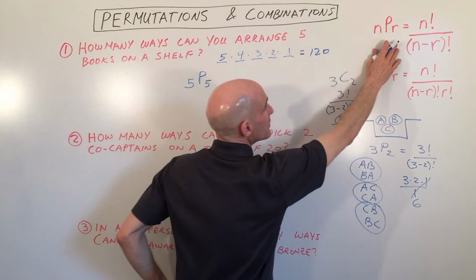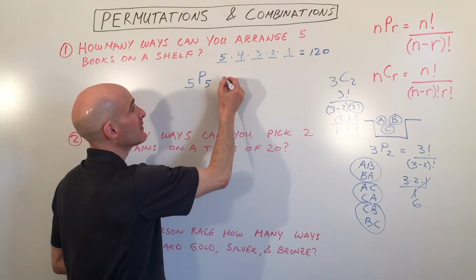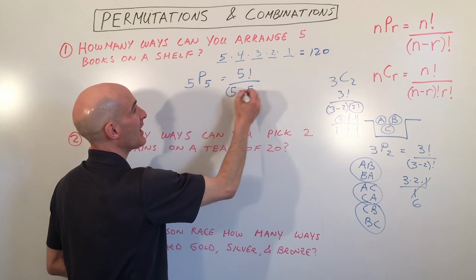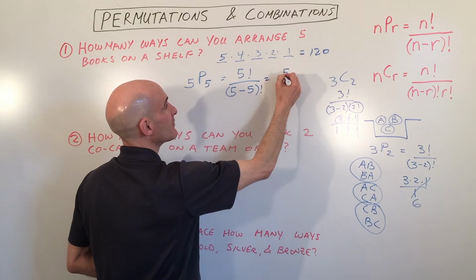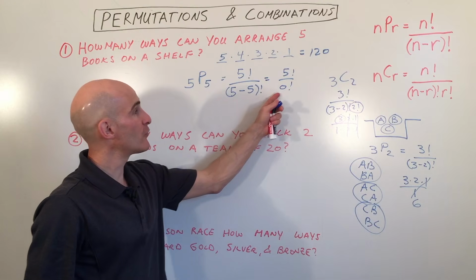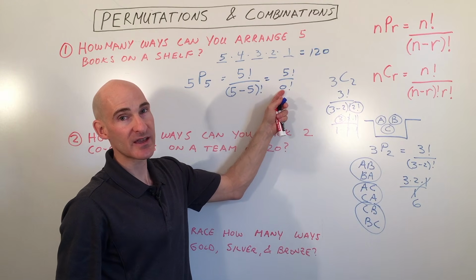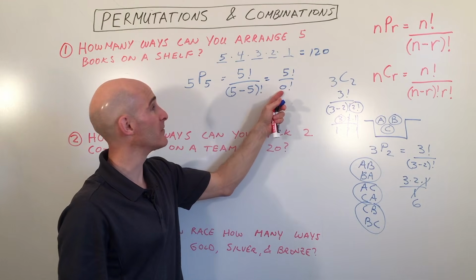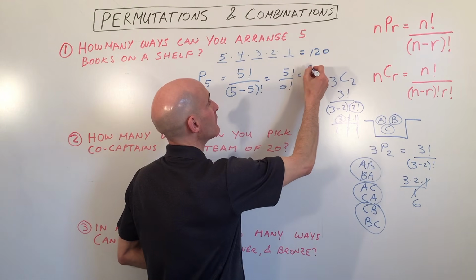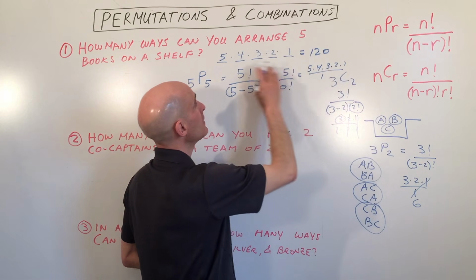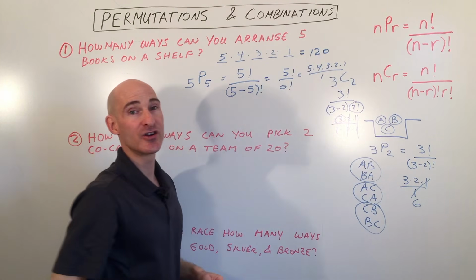So if we go to our formula here, the nPr formula, we have 5 factorial over 5 minus 5 factorial. That's 5 factorial over 0 factorial. And remember, 0 factorial actually equals 1. That's just something you'll have to memorize. 1 factorial is 1 and 0 factorial is 1. So this just ends up being 5 times 4 times 3 times 2 times 1, all divided by 1, which is the same thing we got here, 120.